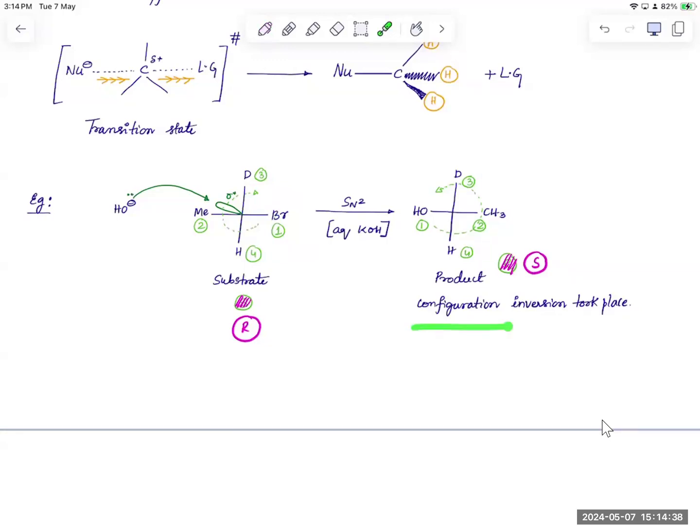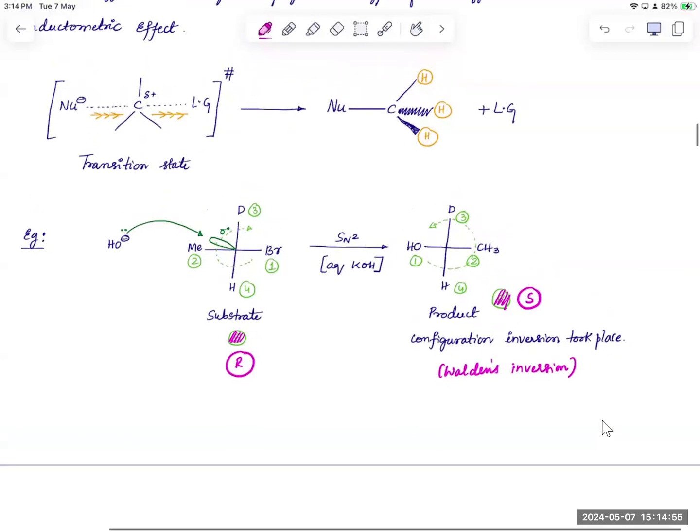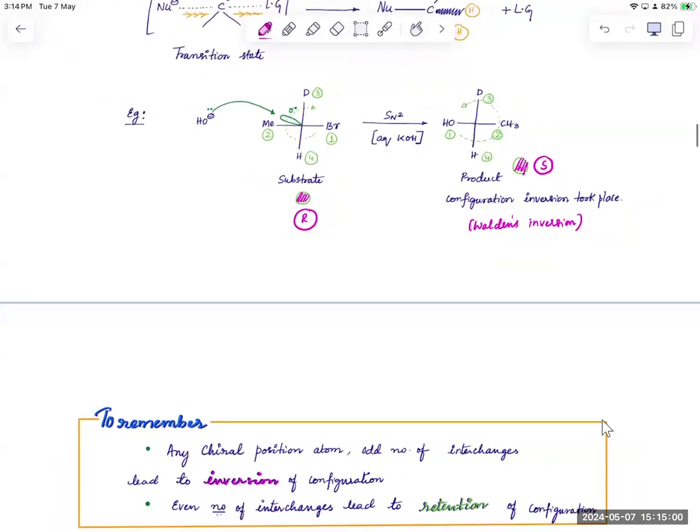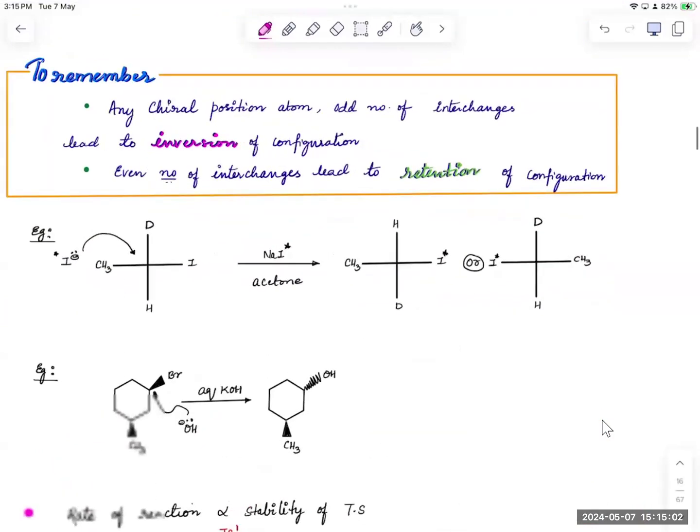Okay. So this ability to change the configuration is called Walden's inversion. This is what we call Walden's inversion. So everybody, if you are performing SN2 on a chiral center, it will usually always have Walden's inversion happening. Okay. So you can see, for any chiral atom position, an odd number of exchanges leads to inversion. If an even number of exchanges happens, that is going to give you retention.